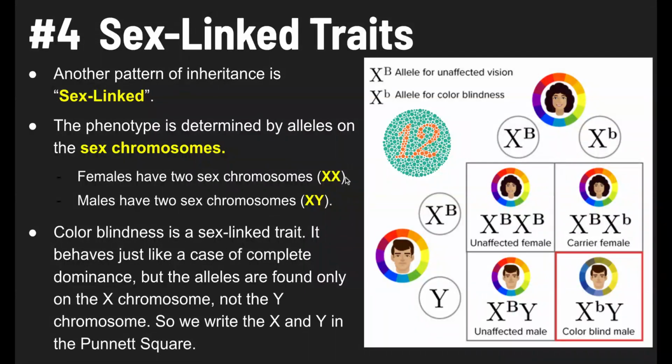Okay, so that's an example of a sex-linked trait. And in case you're wondering, I put this picture here of the number 12 because people that are colorblind would not be able to see the number 12 there. They would not be able to distinguish the red from the green, at least red-green colorblind. That's one type of colorblindness. People that are red-green colorblind wouldn't be able to see this 12. The colors look similar in their vision, so they wouldn't be able to see it.